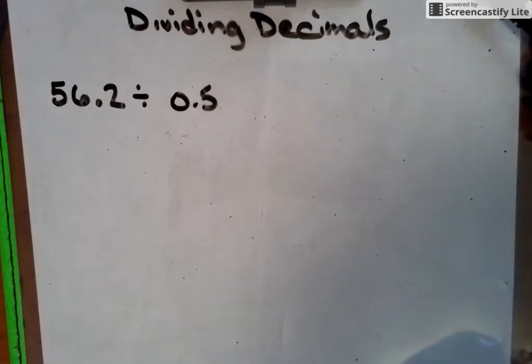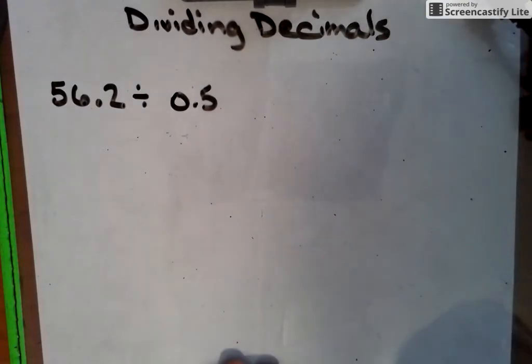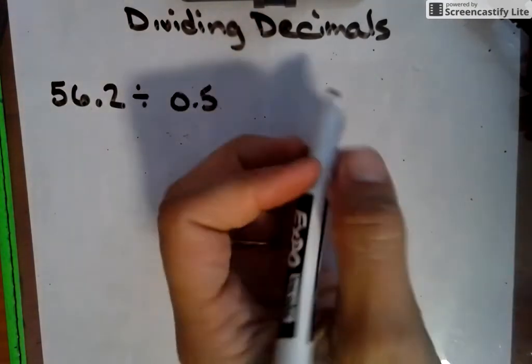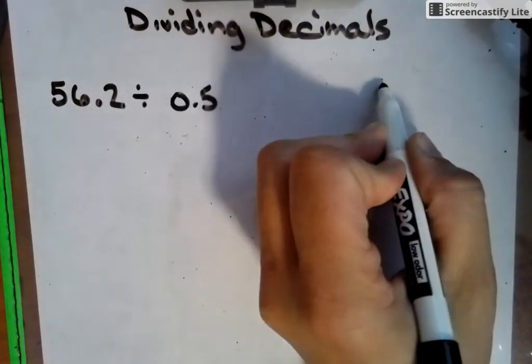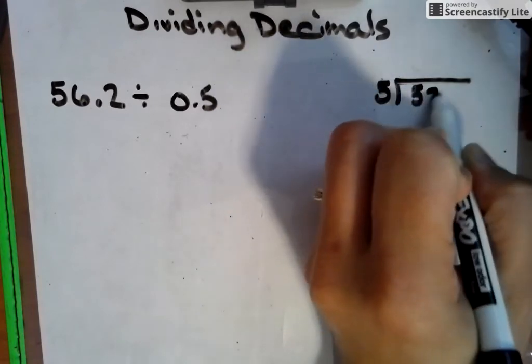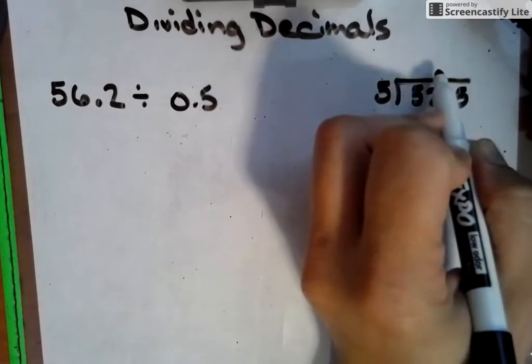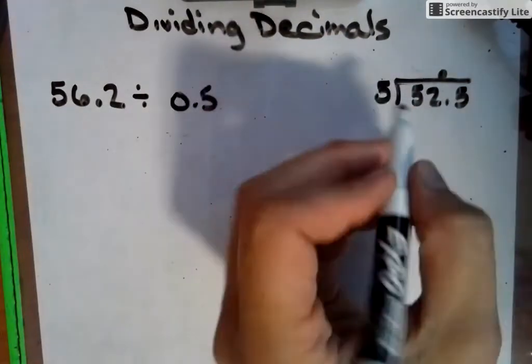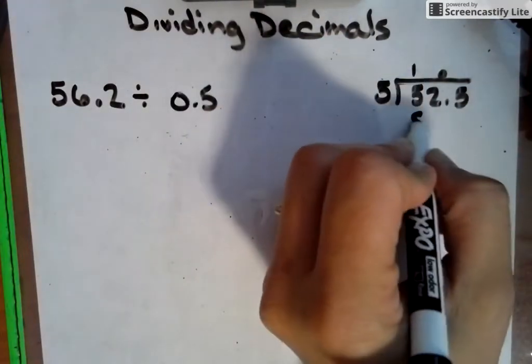Okay, well today we're going to be dividing decimals by decimals. And just to refresh your memory, if we were dividing a whole number into, say, a decimal, we just raise the decimal point straight up and we do the normal division problem. So 5 into 5.